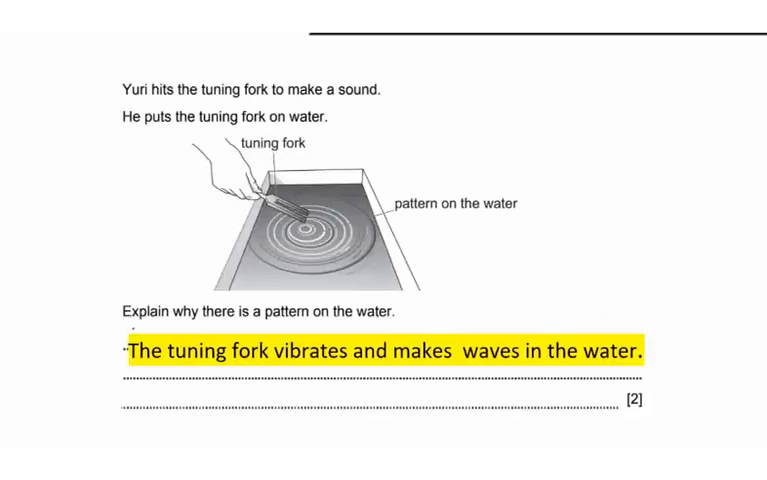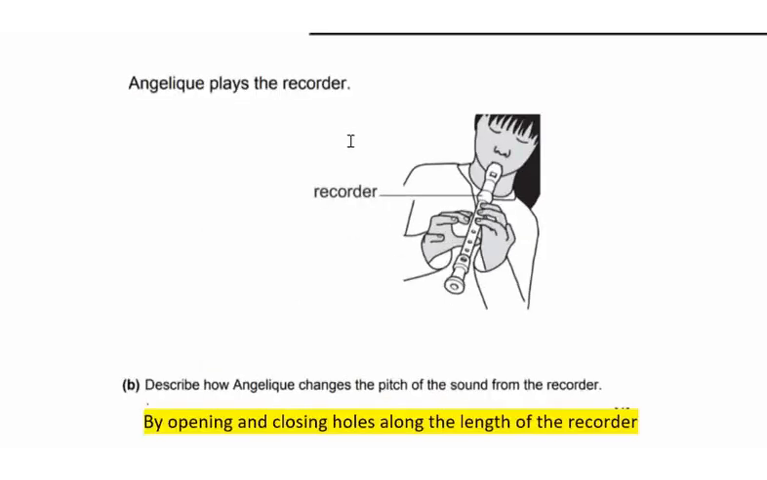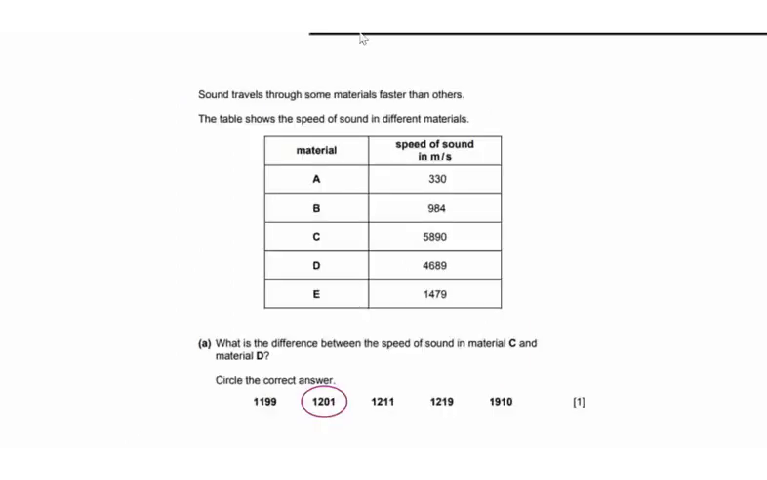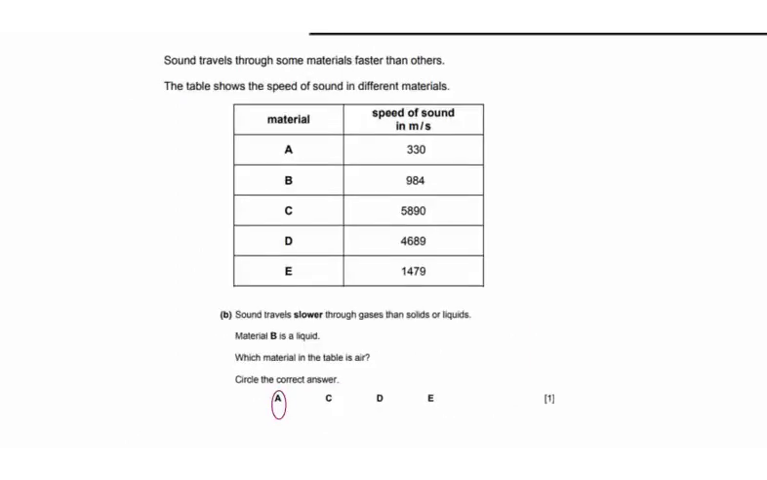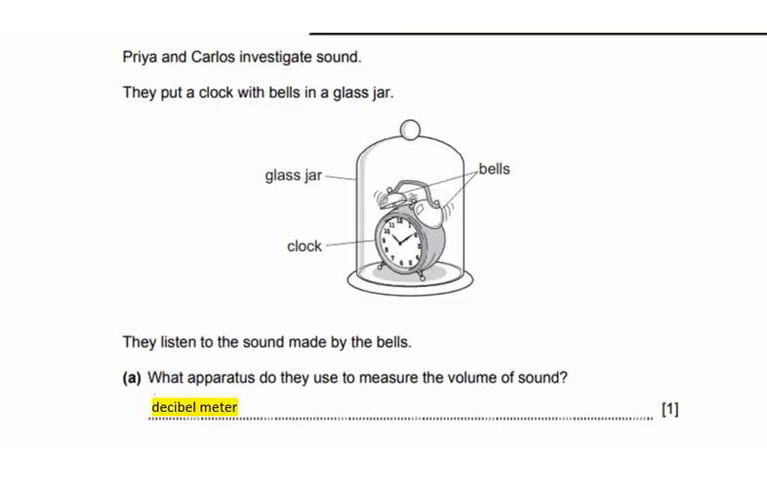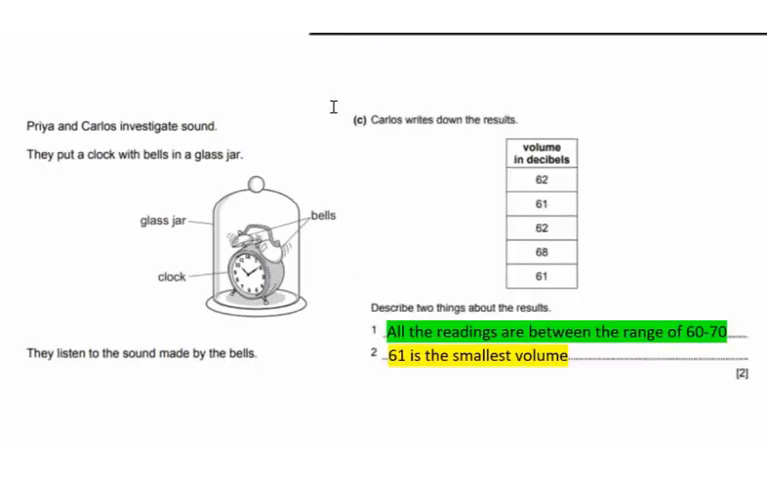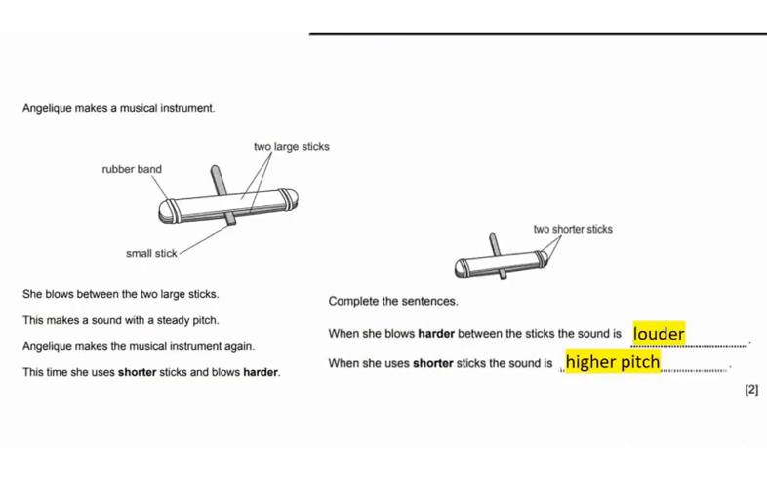This is the mark scheme of all the questions in the quiz today. This is number 1. This is number 2A. This is number 2B. This is number 3A. This is number 3B. This is number 3C. This is number 4A. This is number 4B. This is number 4C. This is number 5. This is the end of our quiz.